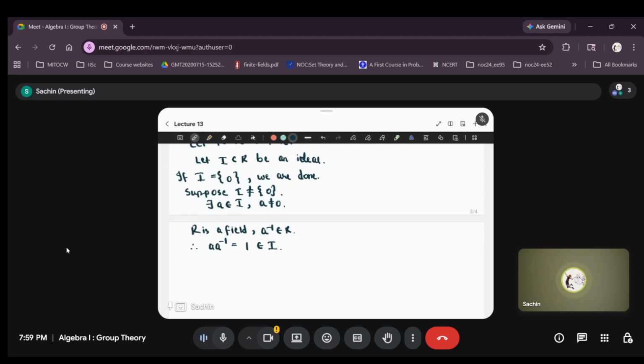Again, repeat that same argument. If some element is in the ideal and some element is in the ring, then their product must be in the ideal. 1 is in the ideal. Suppose R is in the ring. Then 1 times R must be in the ideal. So I is equal to R.